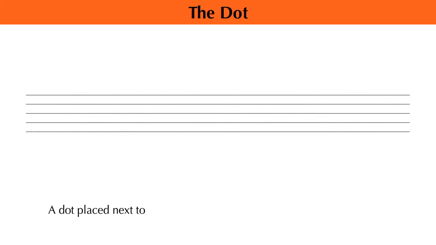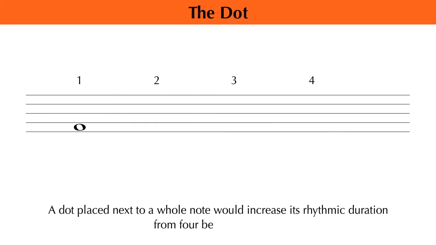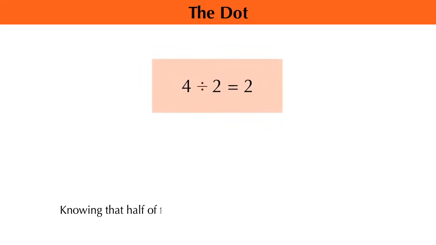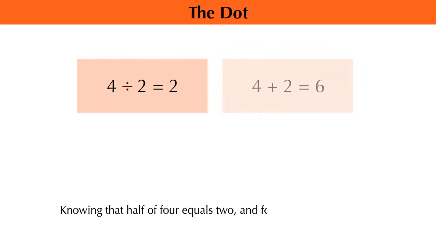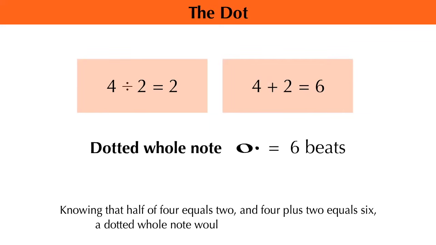Likewise, a dot placed next to a whole note would increase its rhythmic duration from 4 beats to 6 beats. Knowing that half of 4 equals 2, and 4 plus 2 equals 6, a dotted whole note would then sound for 6 beats.